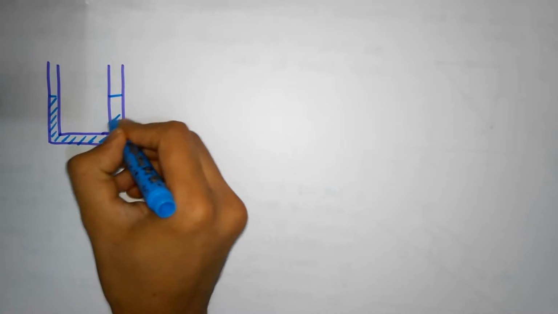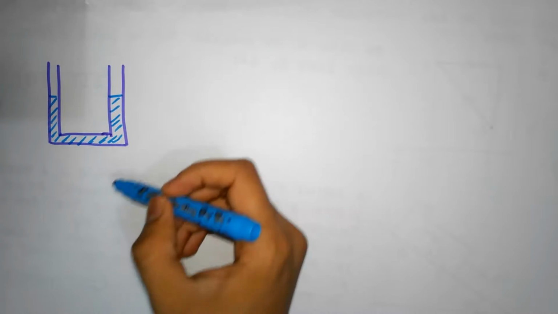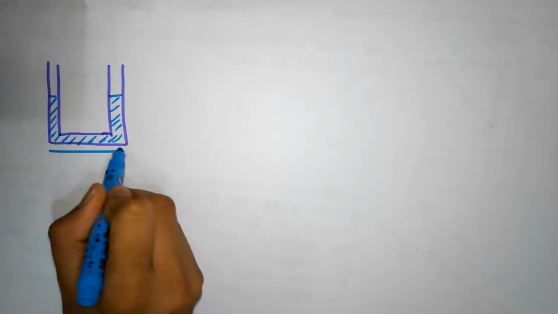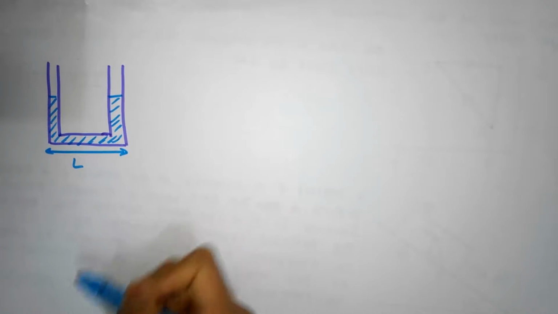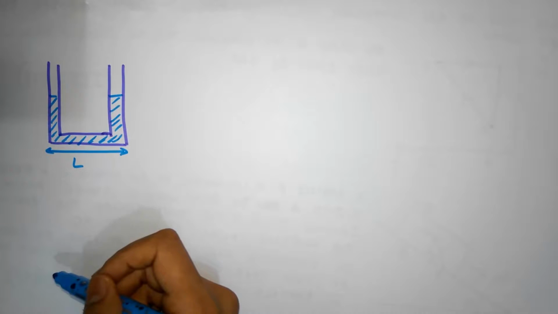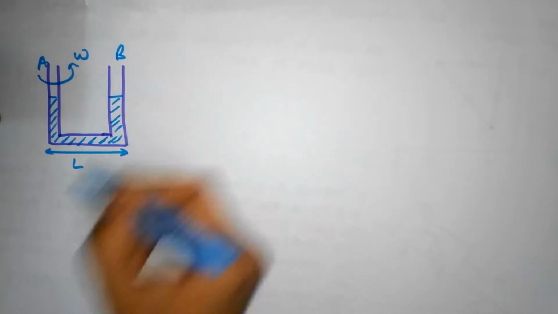The liquid will be to the same level in both the arms. Okay, let's call this distance as some L, and let's now rotate the whole thing at an angular speed omega about this arm. Let's call it as arm A, and this is arm B.